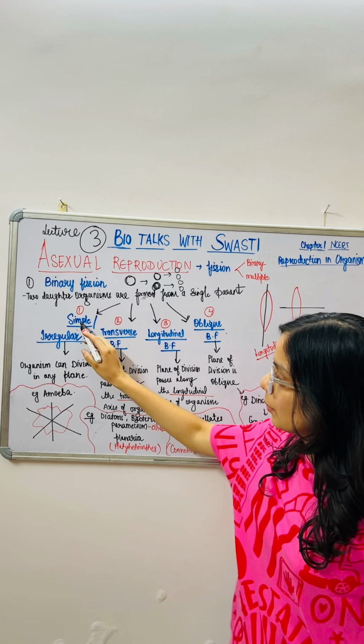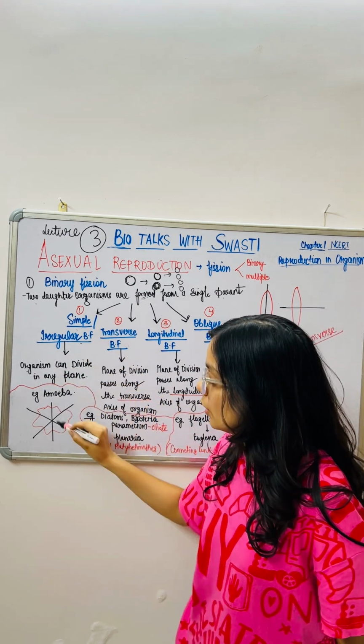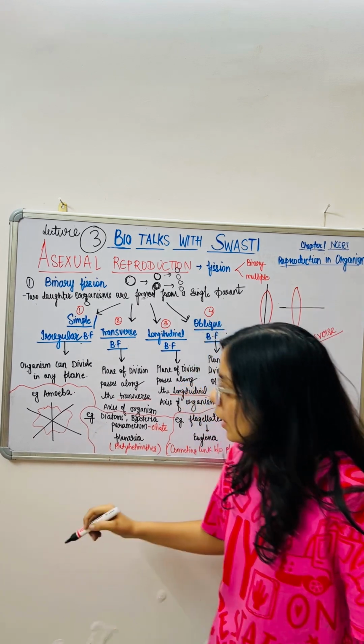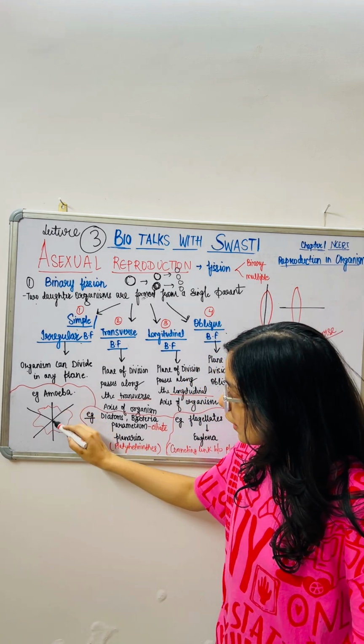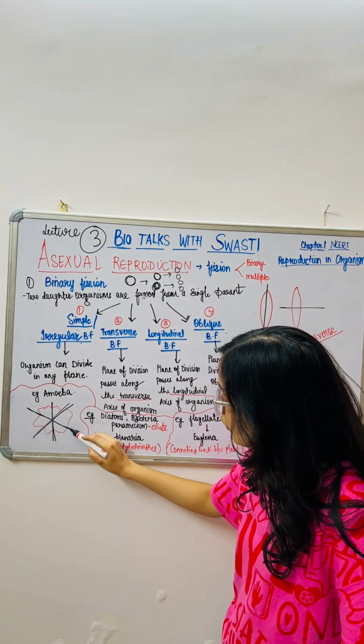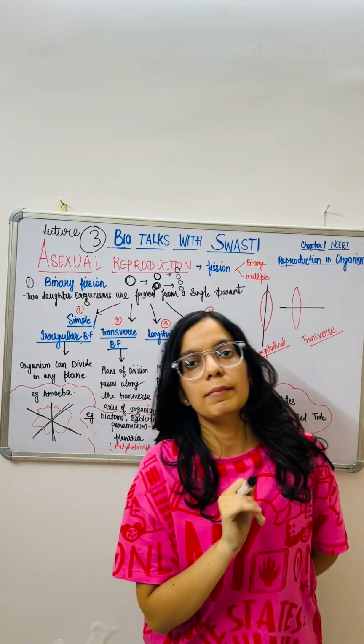Now simple binary fission is when the organism can divide in any plane. Okay, for example amoeba. So this is a structure of an amoeba, and you can see that the organism can divide in any plane. Okay, so all the planes you can divide the organism in any planes. So this is called simple binary fission.